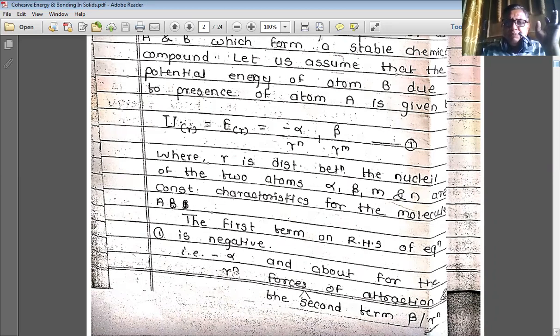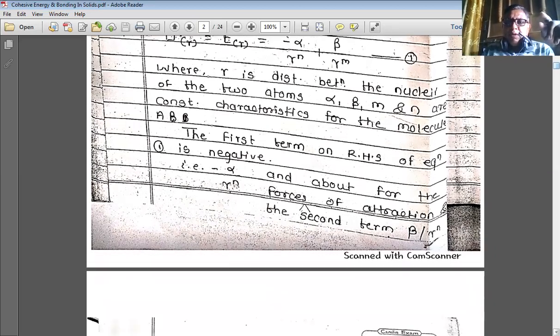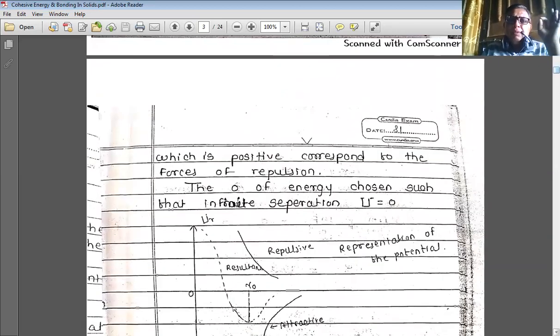It corresponds to the force of attraction. The second term, beta upon r to the power m, is positive and corresponds to the force of repulsion.